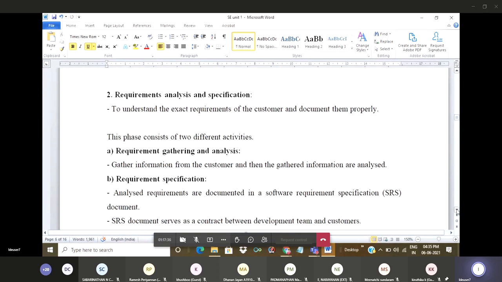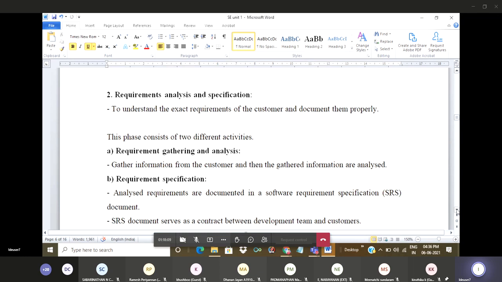Second is requirement analysis and specification, to understand the exact requirement. So first we have to understand the problem. After understanding the problem, we can solve a particular problem. Next, what we have to do, we have to understand what the requirements of a customer are. The customer clearly explains, okay, in my project, you have to do all these things.